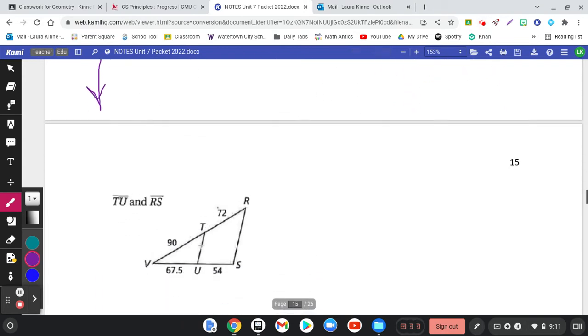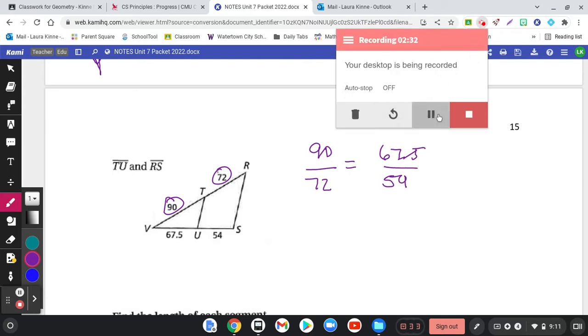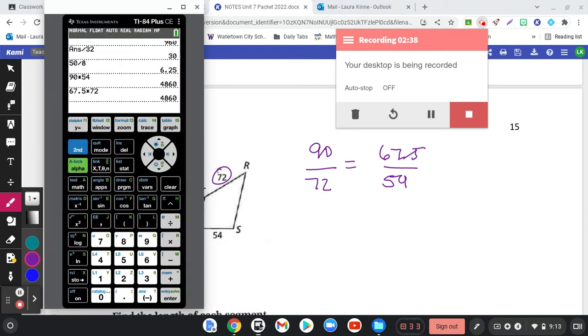So see on the next one, it wants to know if they are parallel. So set it up. 90 over 72 equals 67.5 over 54. Go ahead and cross multiply and see if those are parallel. If you get the same number, you're good. You could also simplify to the ratio, but I think it's easier just to cross multiply. Okay, when you cross multiply, you do get the same thing.